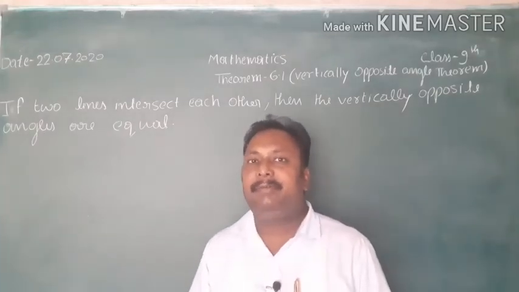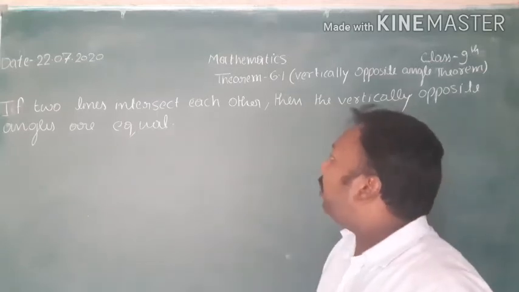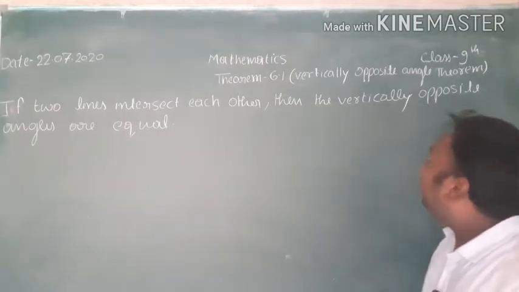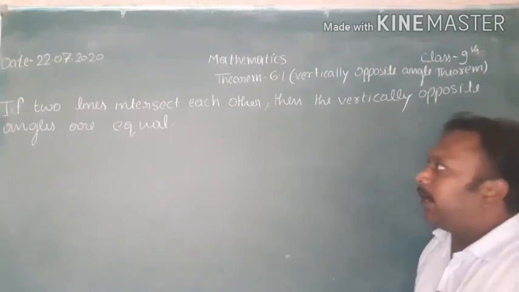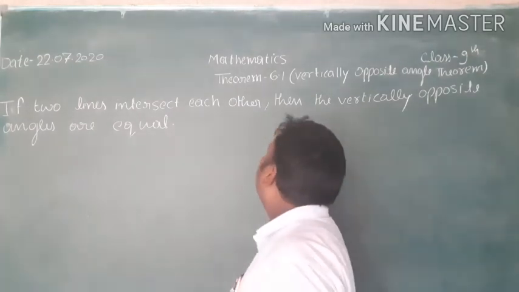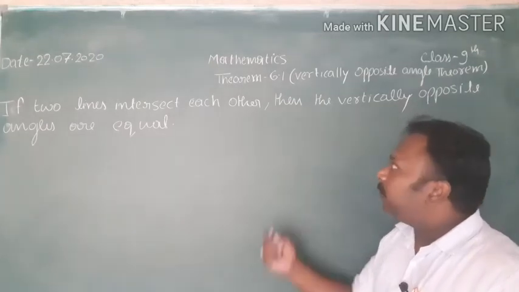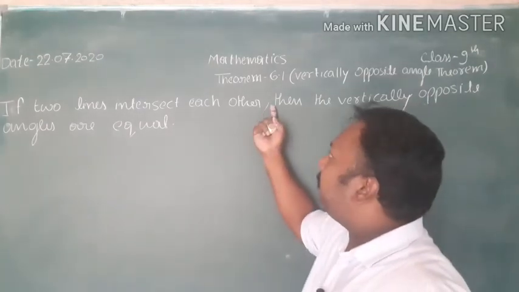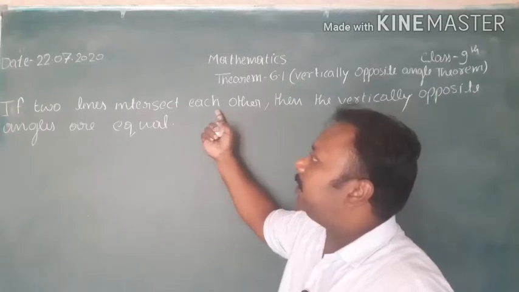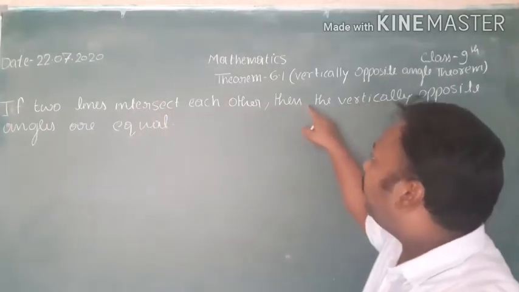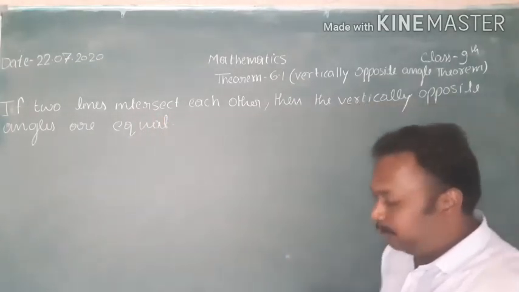In this session, we study the theorems. The first theorem of chapter 6 is the vertically opposite angle theorem. If two lines intersect each other, then the vertically opposite angles are equal. In this theorem, the portion before the comma is called the given portion and the portion after the comma is called the to prove portion.